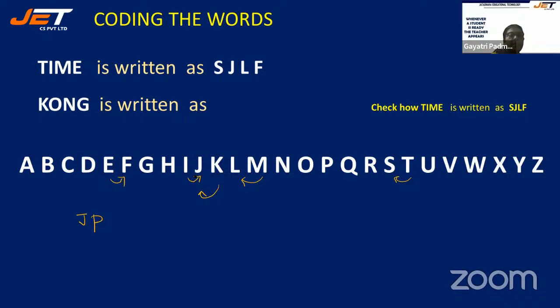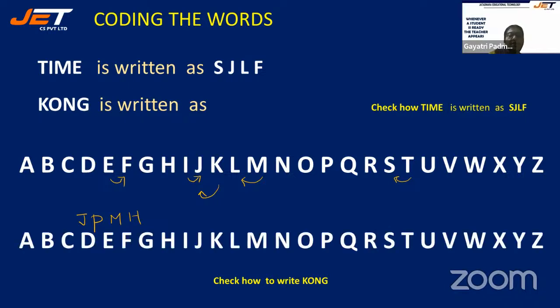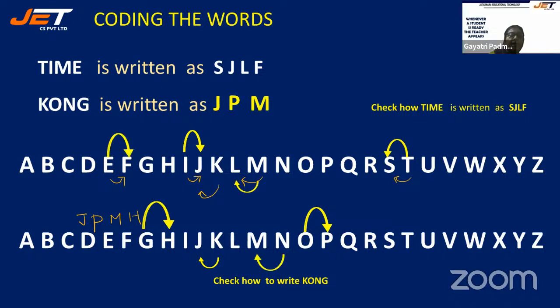Next we have M. M is written backward as L. So we will write N also backward as M. E is written forward as F, so G should also be written forward as H. Let's see how the answer turns out. How is TIME written? Same thing we did for KONG. So it should be JPMH.